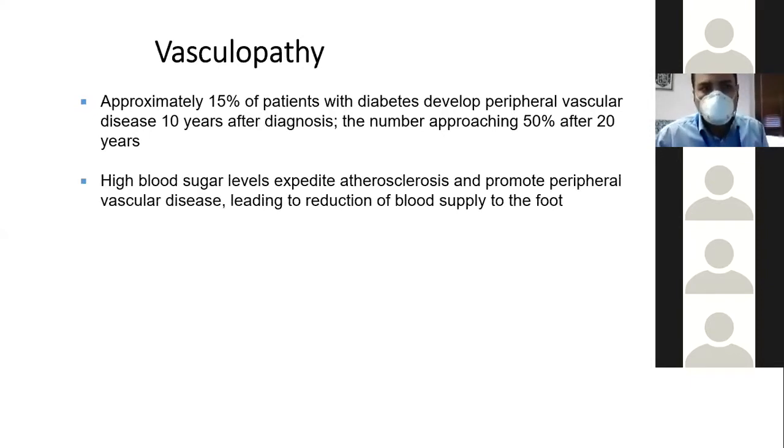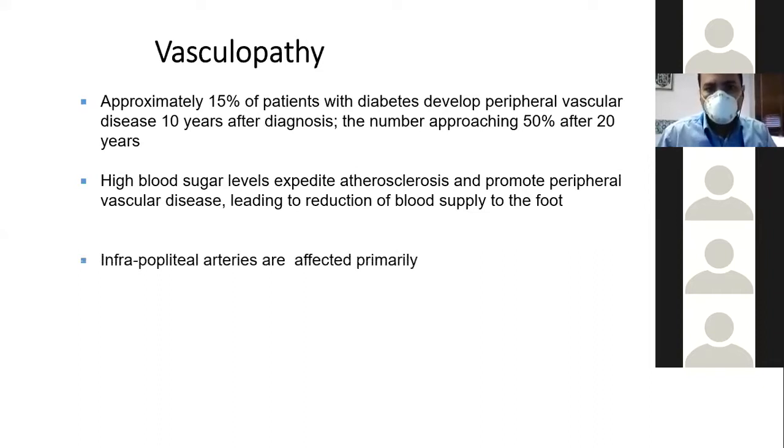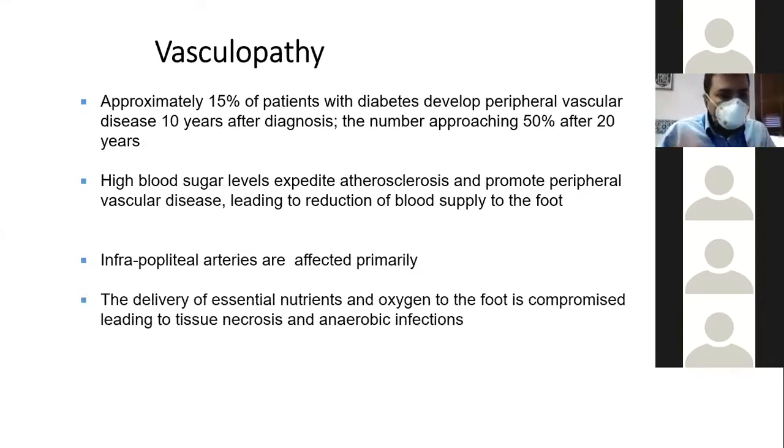High blood sugar expedites atherosclerosis and promotes peripheral vascular disease, leading to reduction of the blood supply to the foot. It is mostly the infrapopliteal segment which is involved, most often all three vessels, and it is calcified, multi-segmental disease. Sometimes the superficial femoral artery is also involved. The delivery of nutrients and oxygen to the foot is compromised when there is an ulcer, and it leads to anaerobic infection.